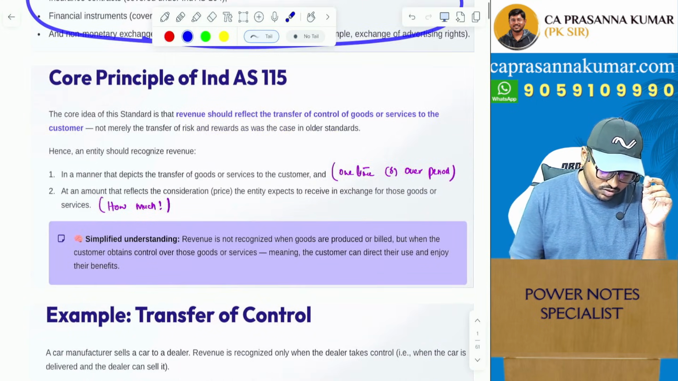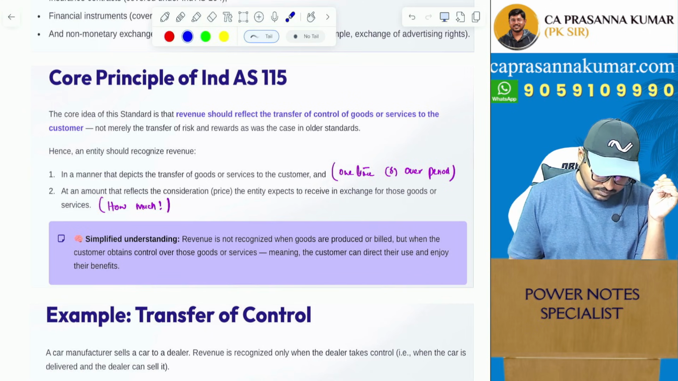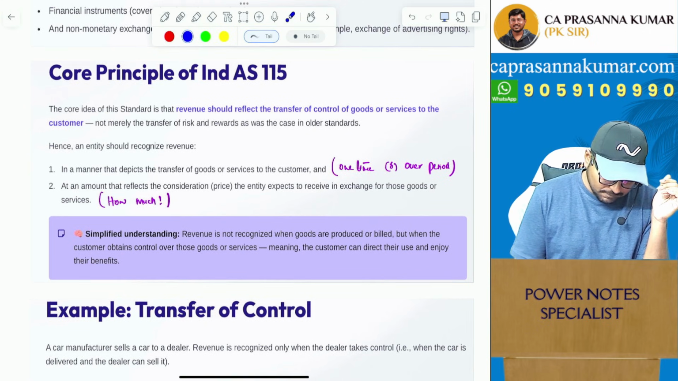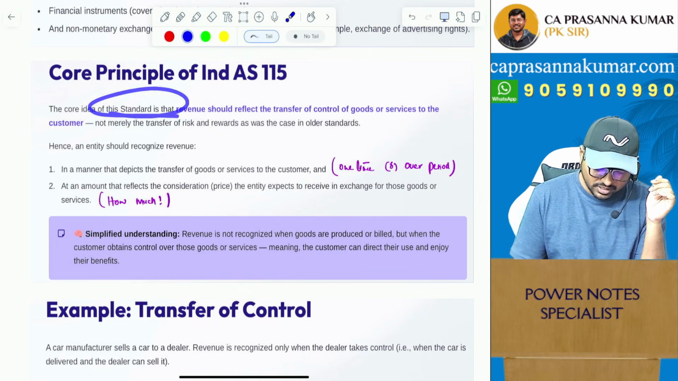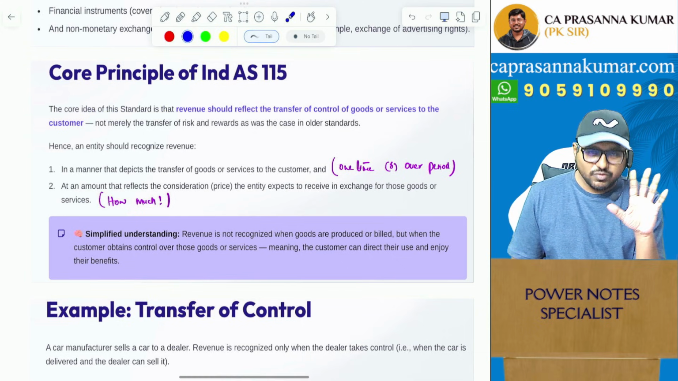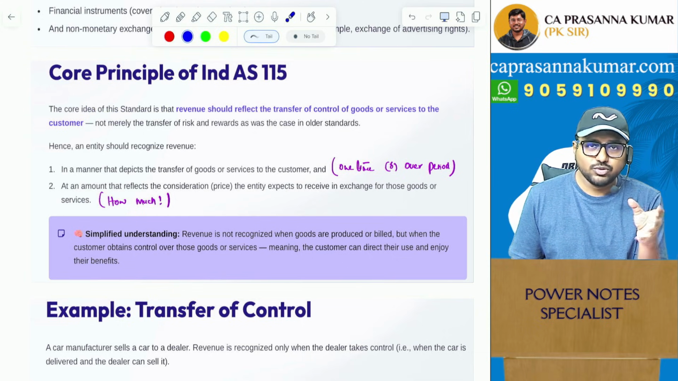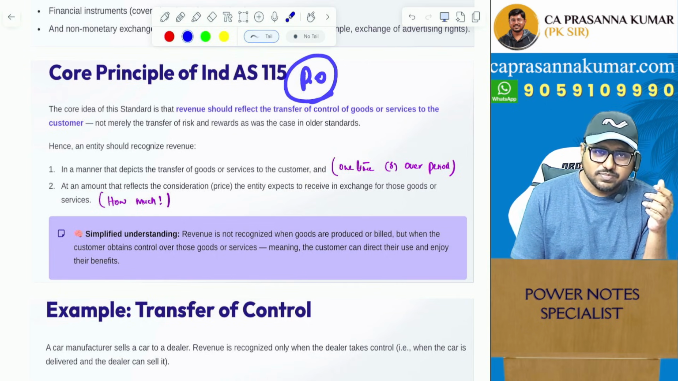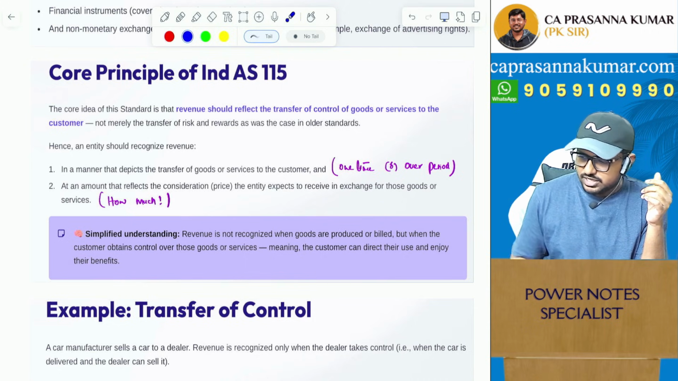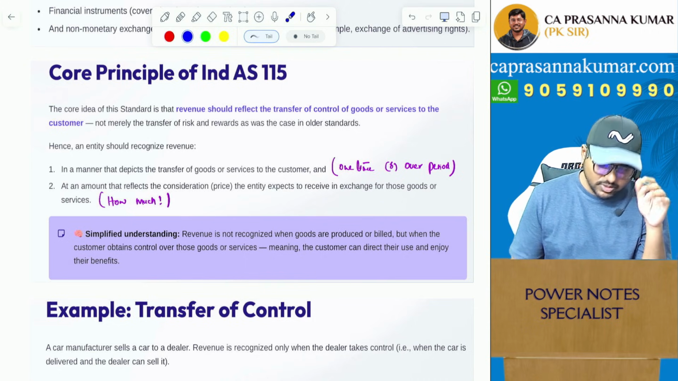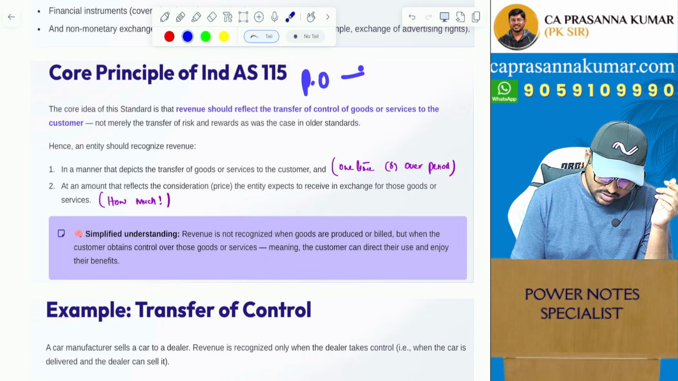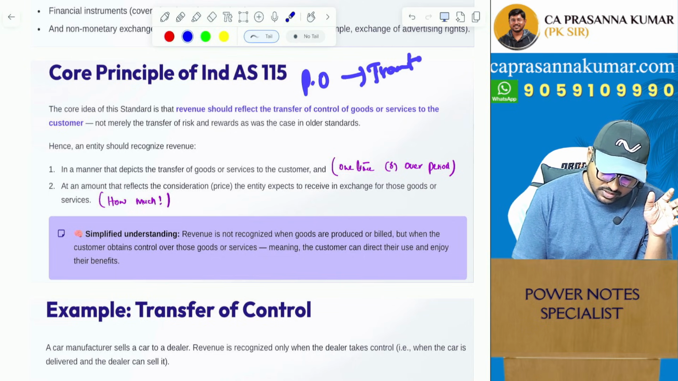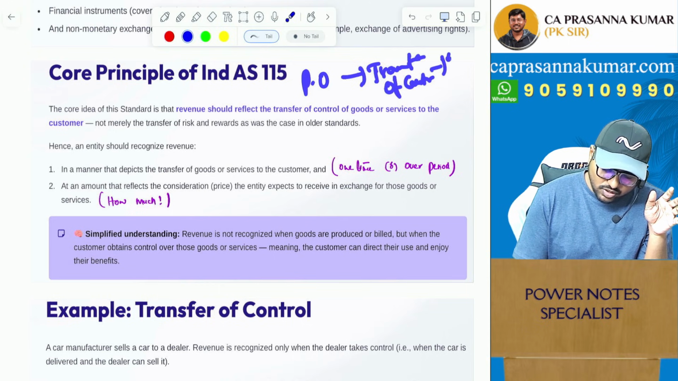So let's get into the core principle of Ind AS 115. I've highlighted: revenue should reflect the transfer of control of goods or services to the customer. That is the core idea of this standard. Sir, what do you mean by this? Very simple, Anna. There is something called the Holy Trinity, which I usually call. You're going to learn something called performance obligation very soon. As of now, you don't know what a performance obligation is. Just remember, based on performance obligations, we go for something called transfer of control, and based on that, revenue recognition will happen.